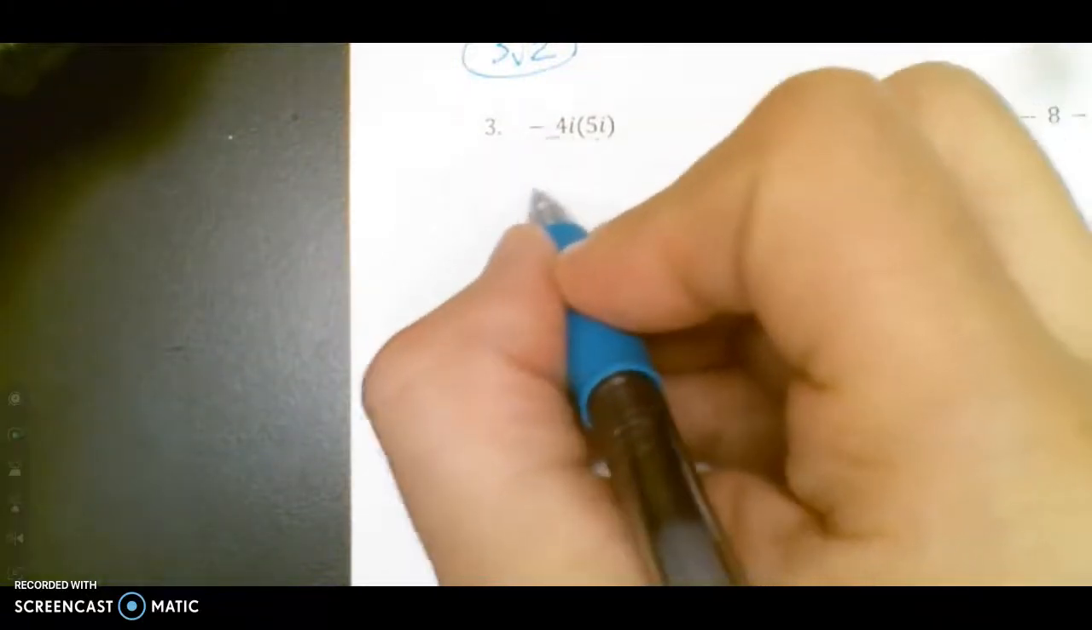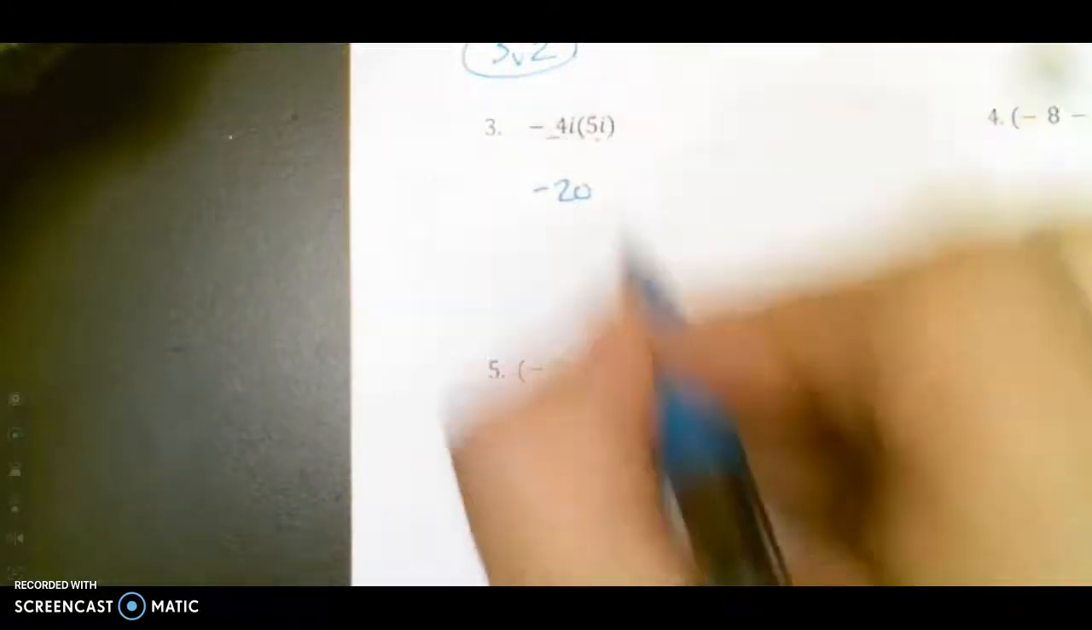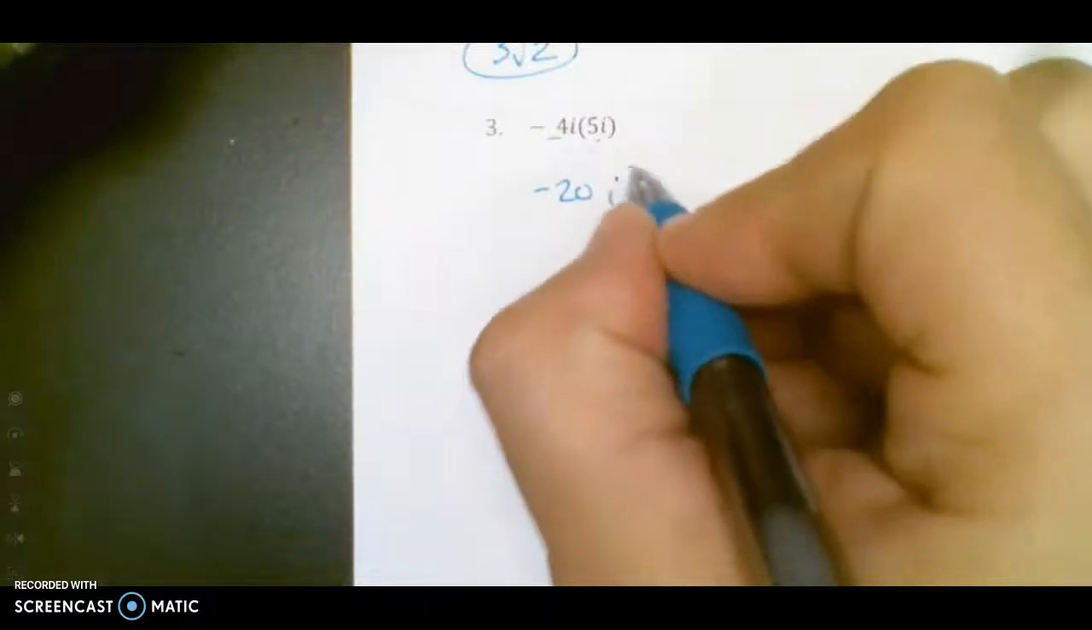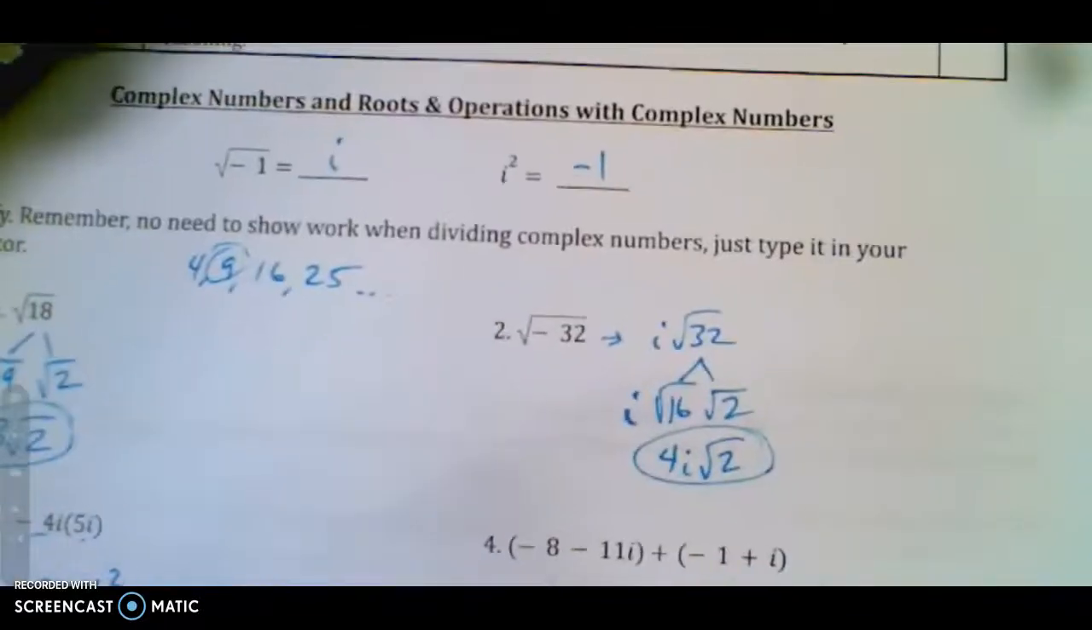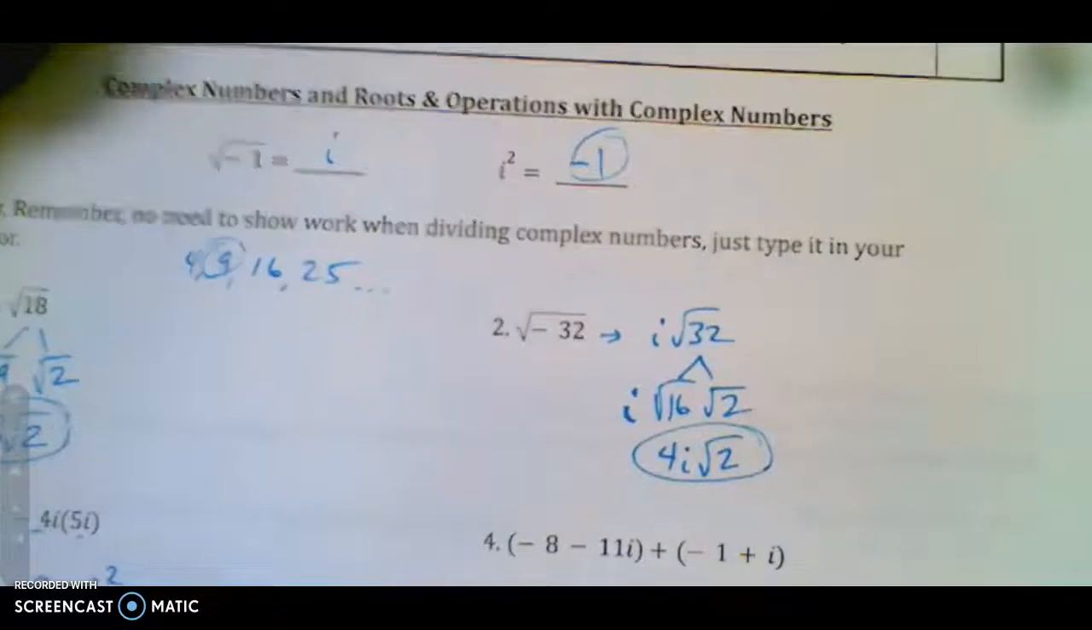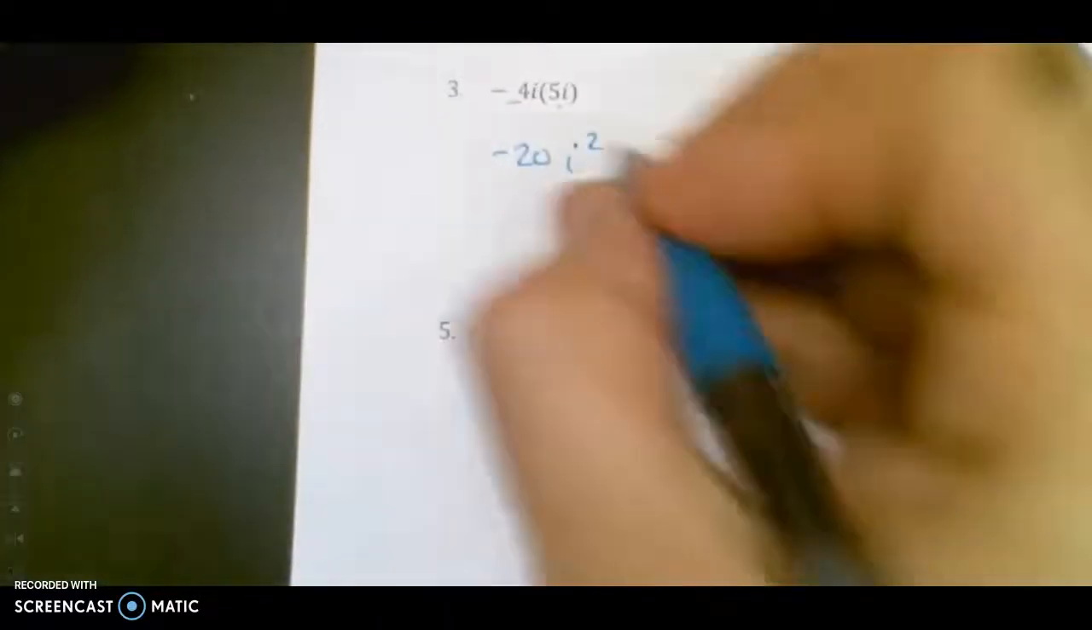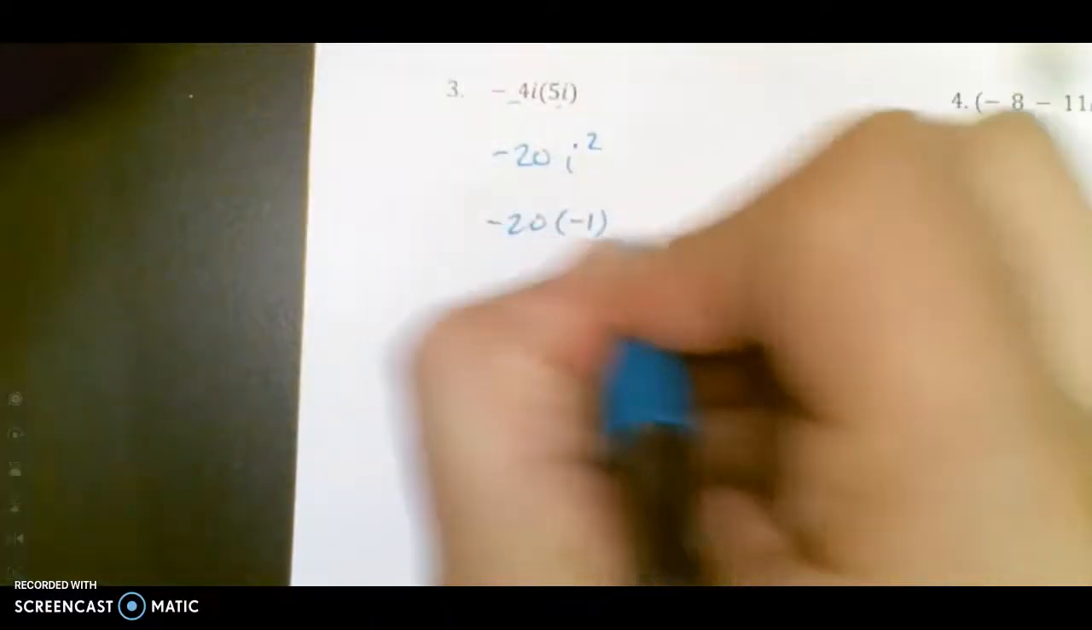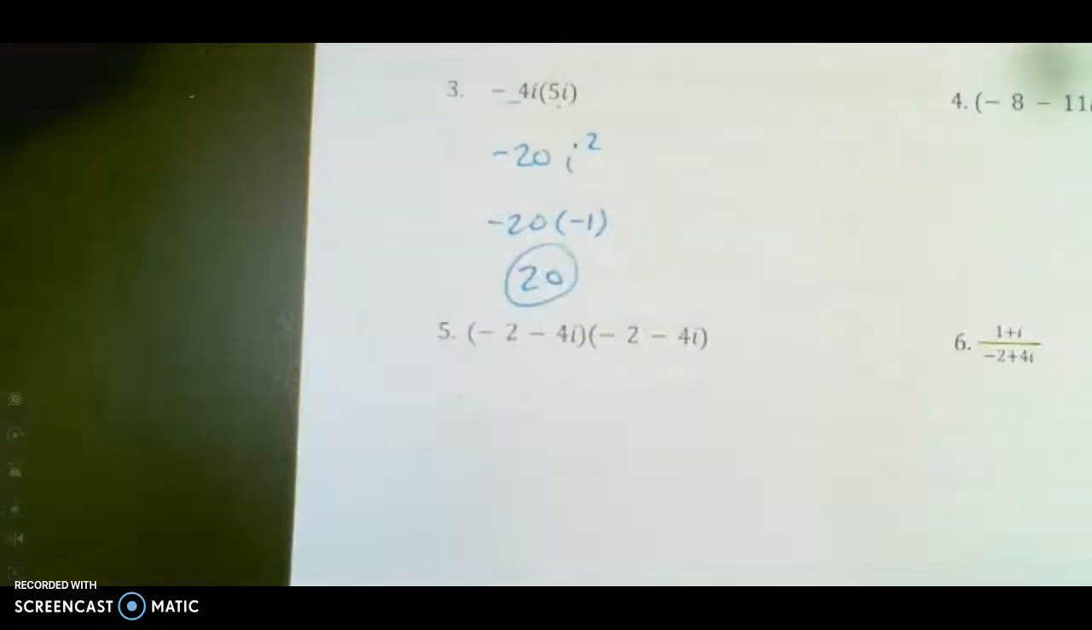And then you can multiply them. Take number part times number part, and i times i is i squared. But remember, back up top, if you ever get an i squared, you can replace it with a -1. So it's really -20 times -1, which is 20.